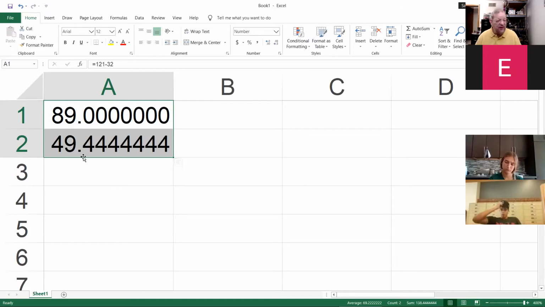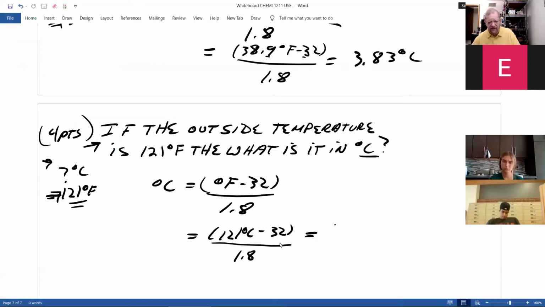Time's up. Keep the 4, keep the 9, keep the second 4. And this 4 right here is 4 or less. Obviously, it's 4 or less because it's 4. And you drop it, and the answer would be 49.4. And that's what you do.